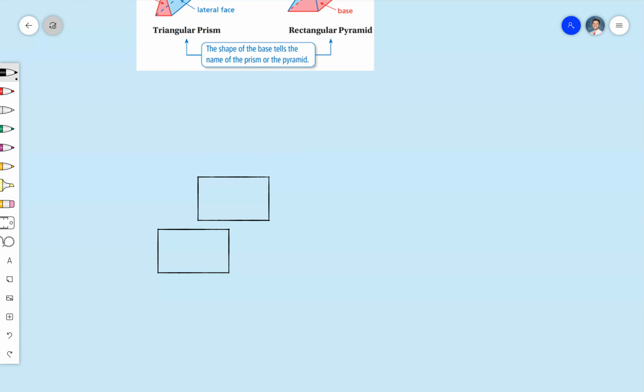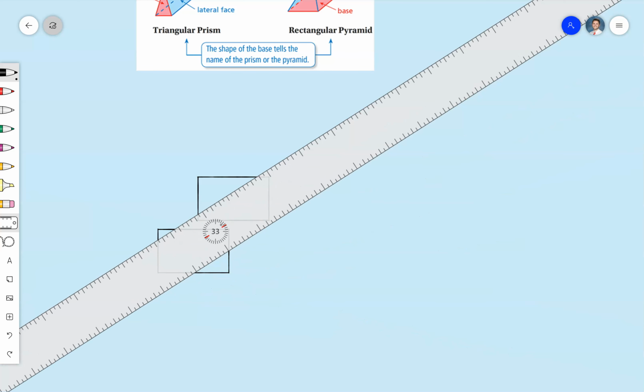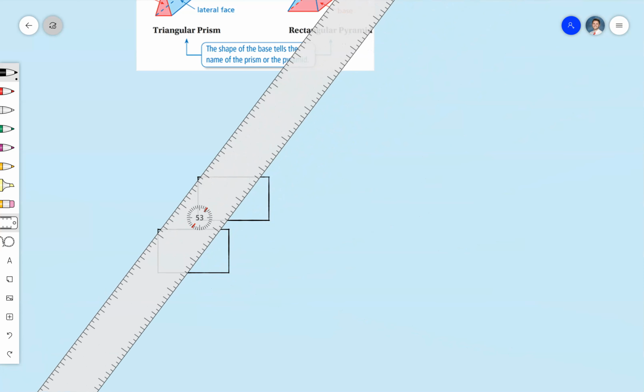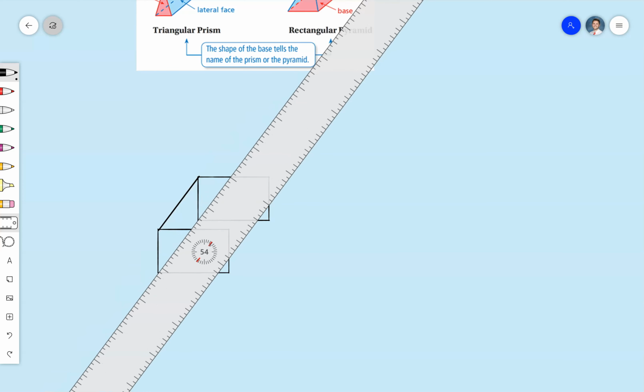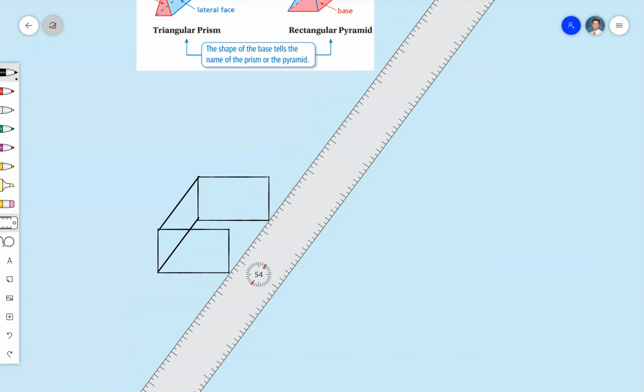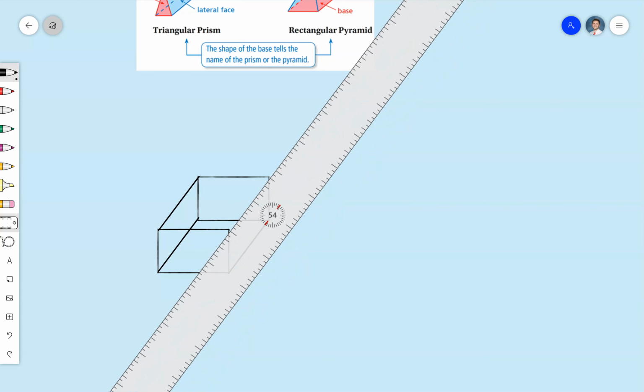So for example, let me get my ruler. We can see that these 2 vertices are corresponding, so we'll connect those, and these, and these, and these. So now we have our vertices connected.